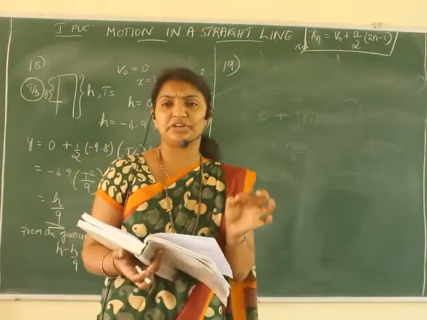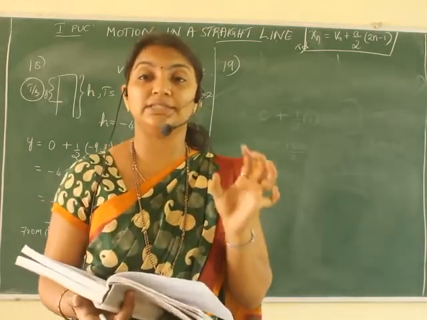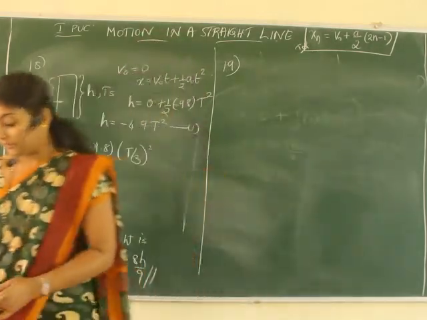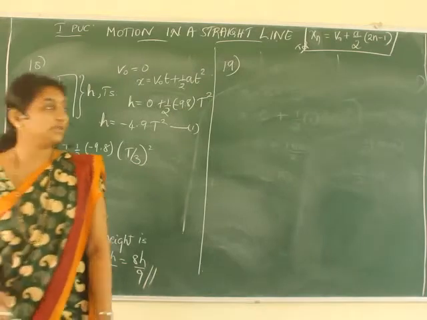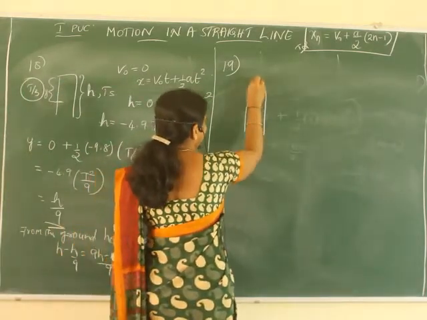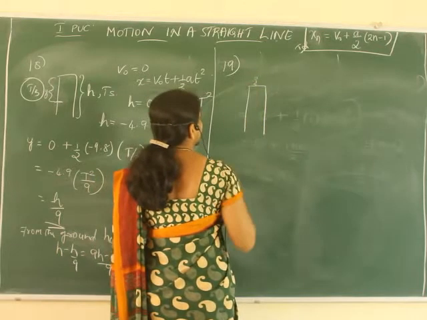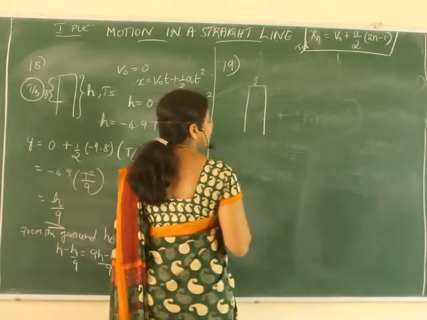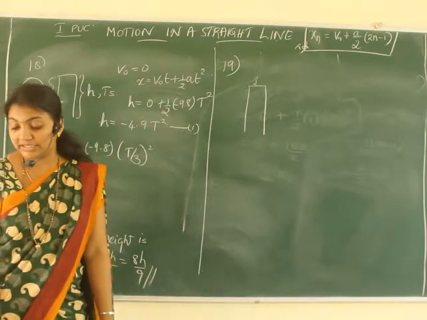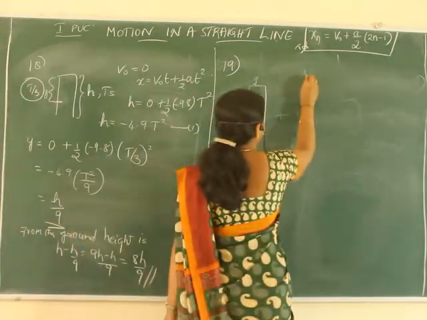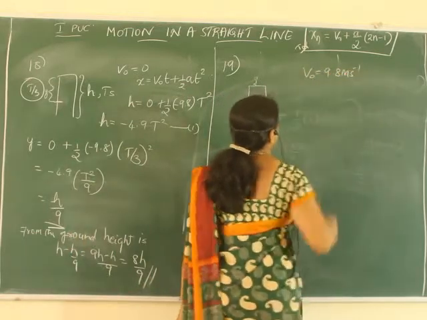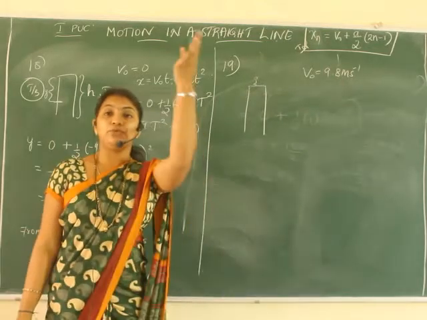Just before reaching the ground, what is the velocity? You have to calculate. How to calculate? Let us say that h be the height of the tower. The person is standing on the tower and throwing the stone with the initial velocity V0 equal to 9.8 meter per second. He is throwing it upwards.